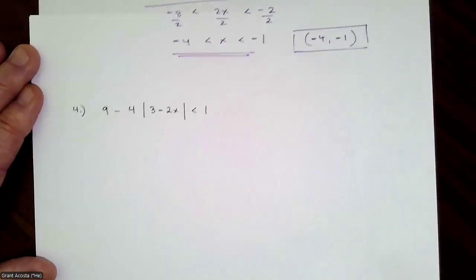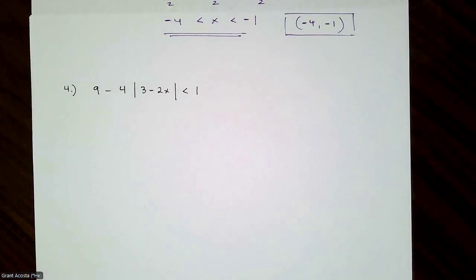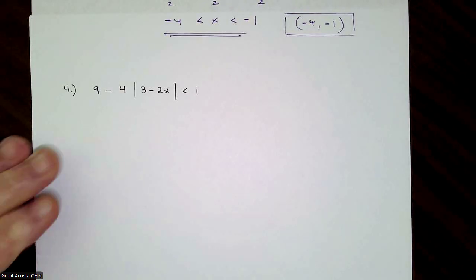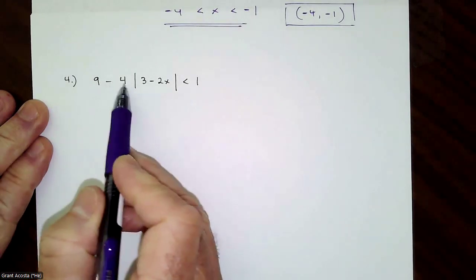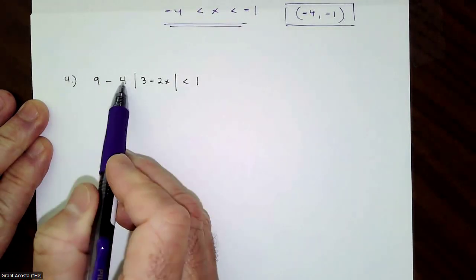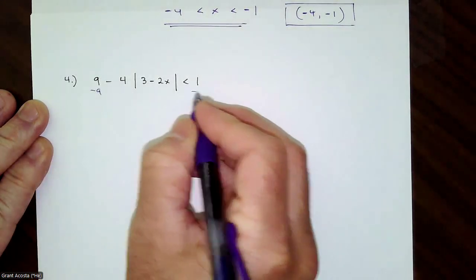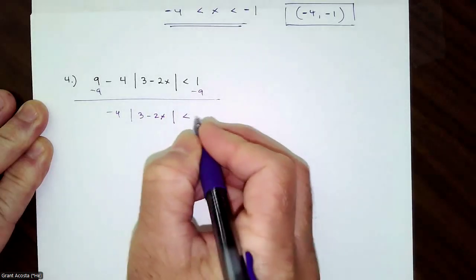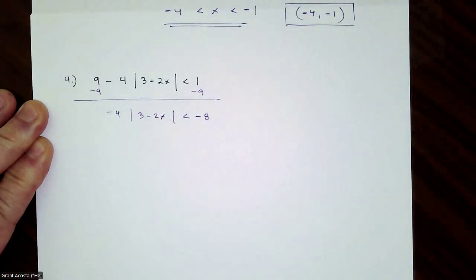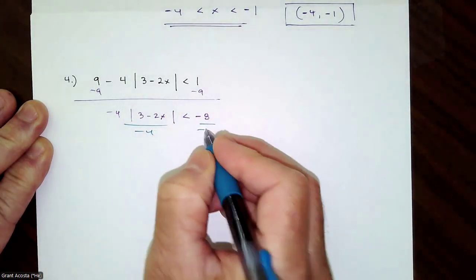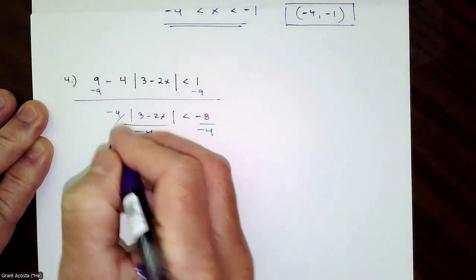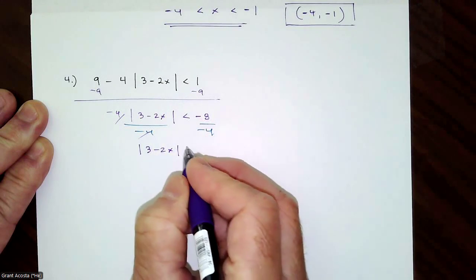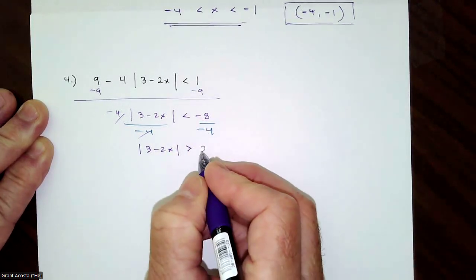Okay, maybe try number 4. Good time to pause the video. Similar type of problem. All right, so yeah, again, that's not 5. Subtract the 9 first. Divide by negative 4. And sure enough, like the last one, since we divided by a negative, the sign is going to have to change to a greater than. Negative 8 over negative 4 is positive 2.